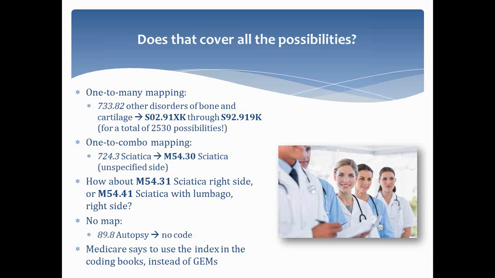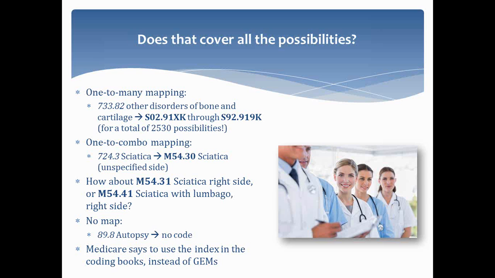So you can see that GEMS simply can't get you where you need to go. And to go a little further with this, there are also combo mappings. A code that I see quite a bit when I do audits for clients is sciatica, 724.3. That's the code you use when someone has sciatica in ICD-9. If you plug it into GEMS, GEMS will tell you that the code you should be using in ICD-10 is M54.30. That is the code in ICD-10.